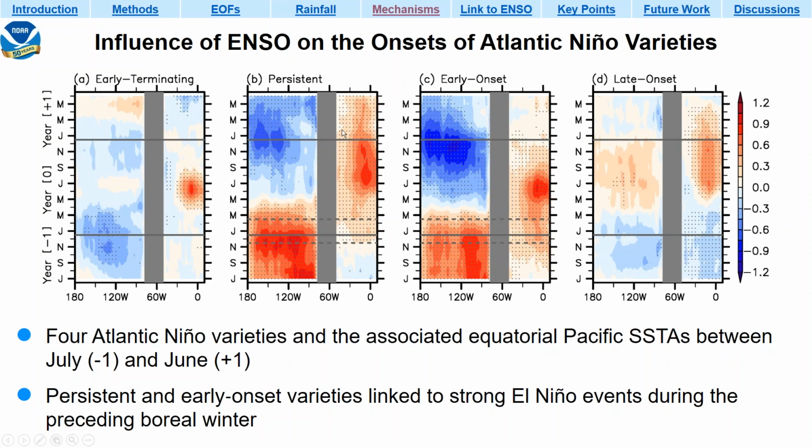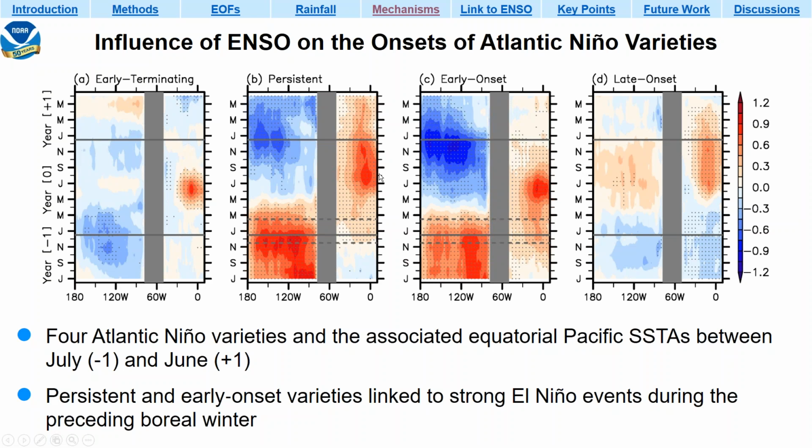You can definitely see that for the persistent and early-onset flavors, there are links to very strong El Niño events during the preceding boreal winter season. So we think that these two flavors are externally forced by El Niño. It's pretty interesting that after the peak of these Atlantic Niño flavors, there is a La Niña popping up here. Maybe there is some connection, but that is beyond the scope of the study, so we didn't pursue it further.